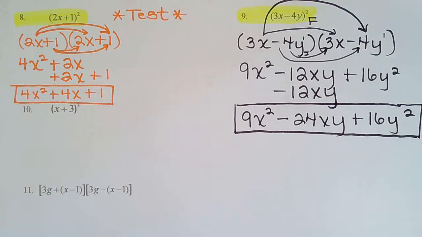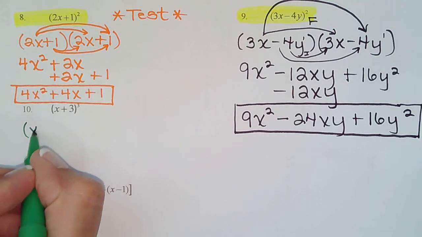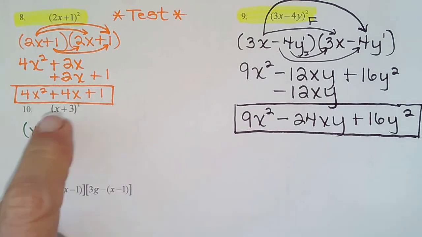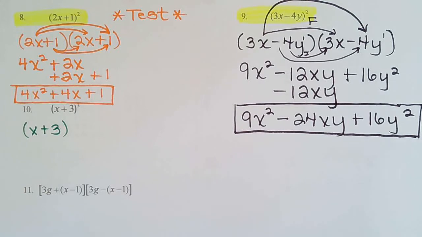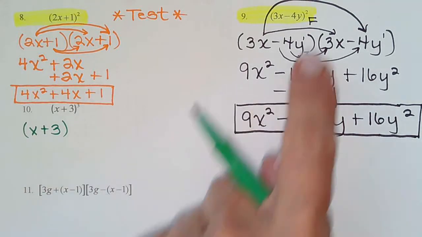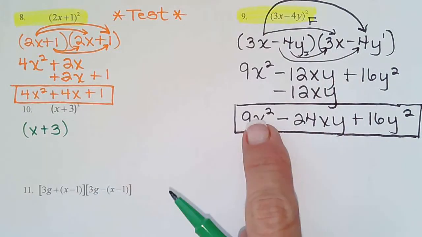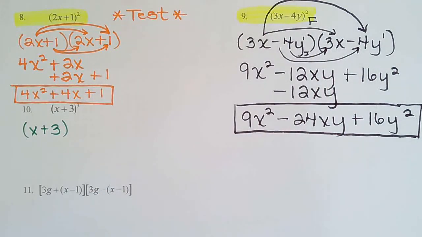Okay, so let's look at number 10. 10's a little bit of a long one. So again, this is addition. I cannot distribute that 3. You get 2 terms for your answer when the answer has like 5 or 6 terms. Just like here, I would have gotten 2 terms for the answer when my answer has 3.